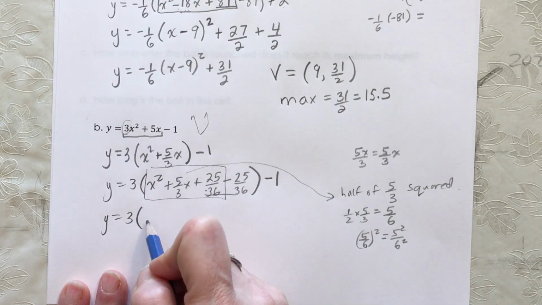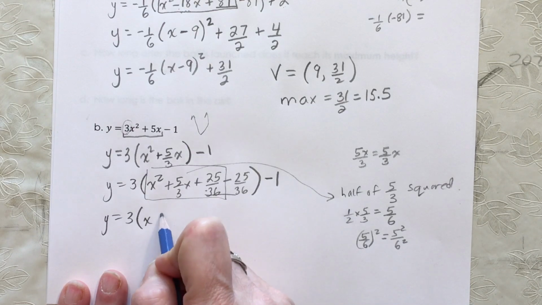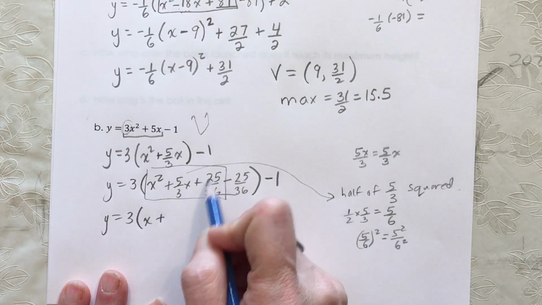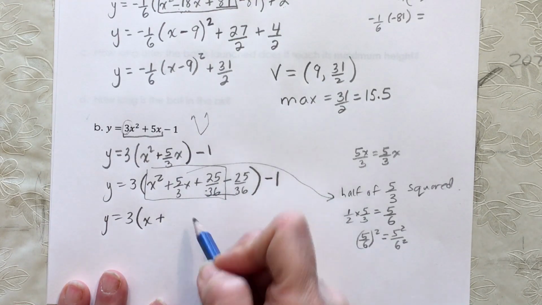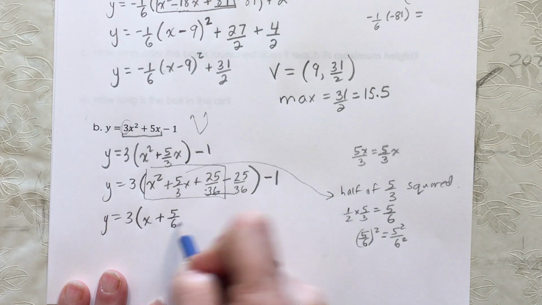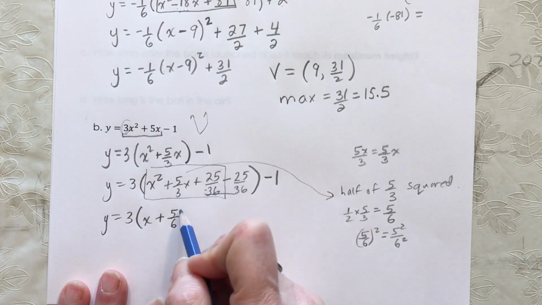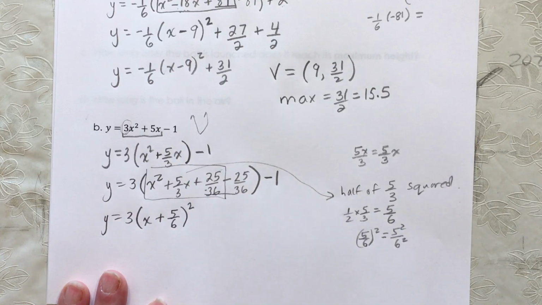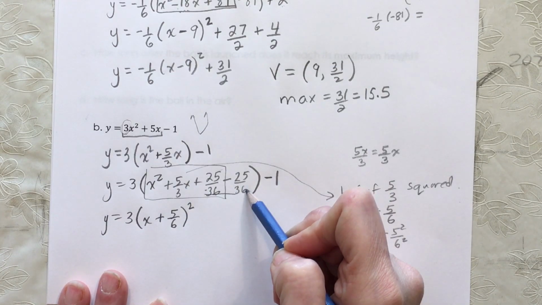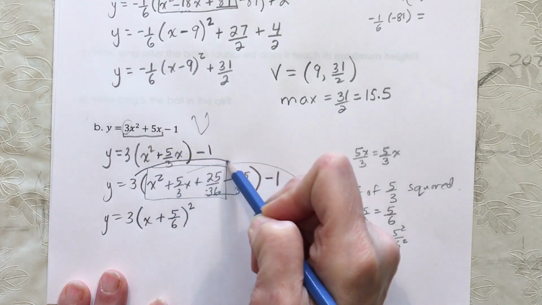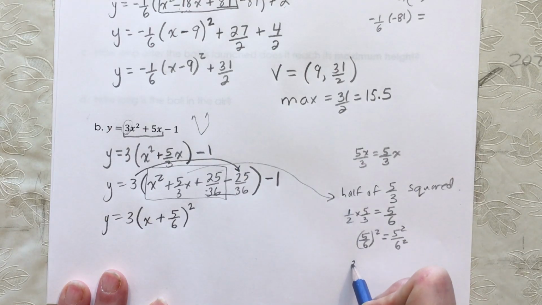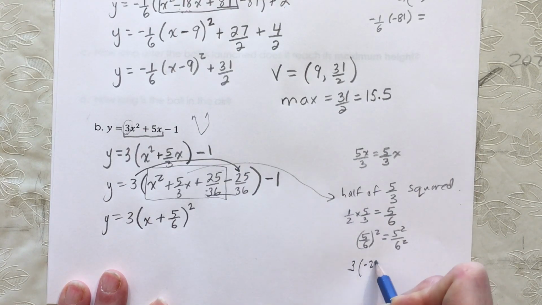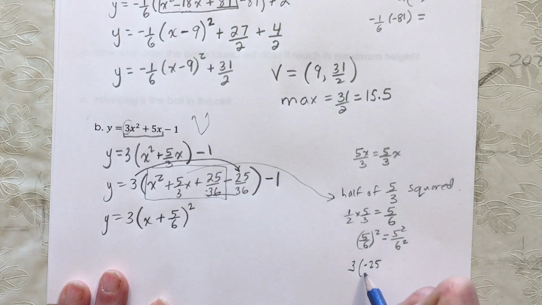Factor the perfect square trinomial, so it's going to be x plus the square root of 25 over 36, which is 5/6. So you can square root the top and square root the bottom, squared. Then we have to get the negative 25 over 36 out of the parentheses by multiplying by 3. 3 times negative 25 over 36.